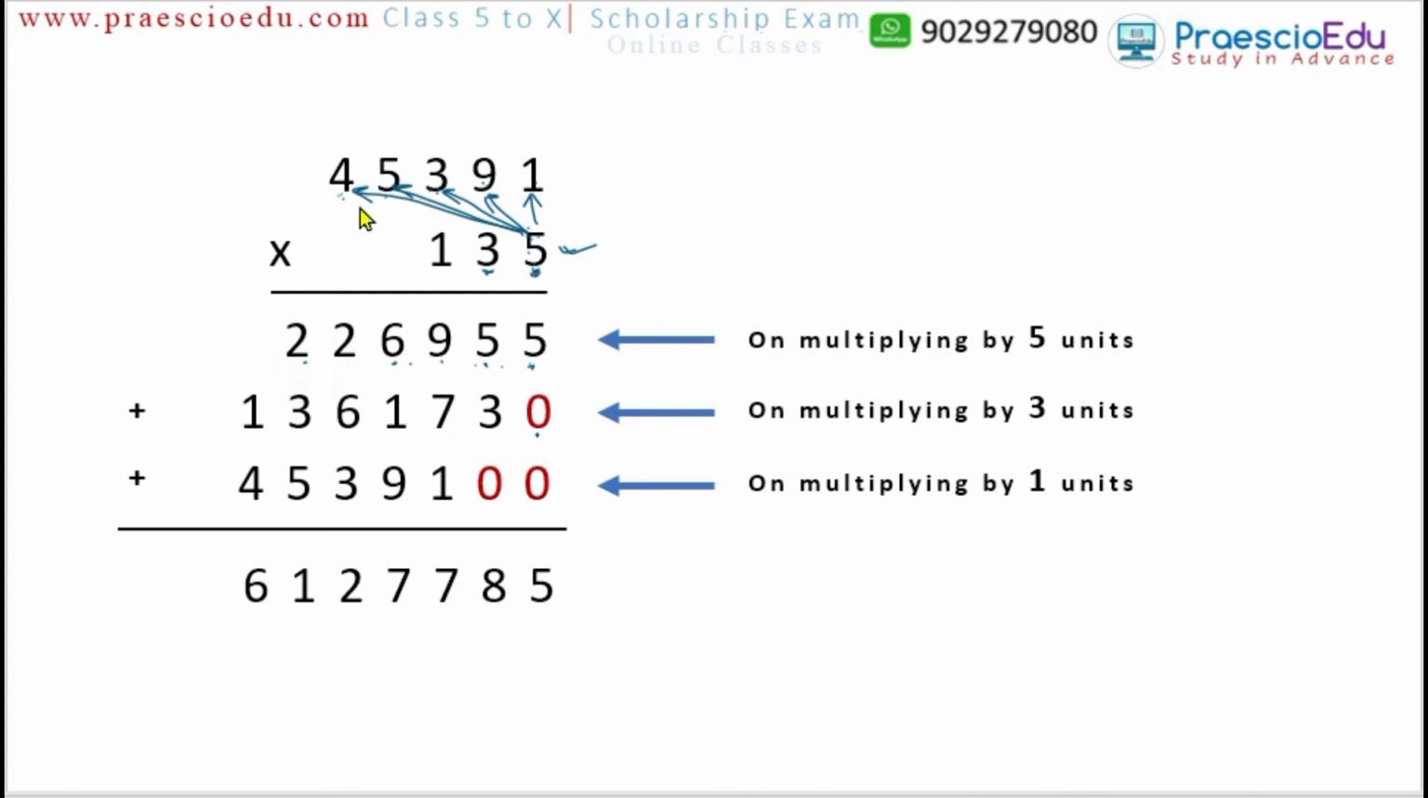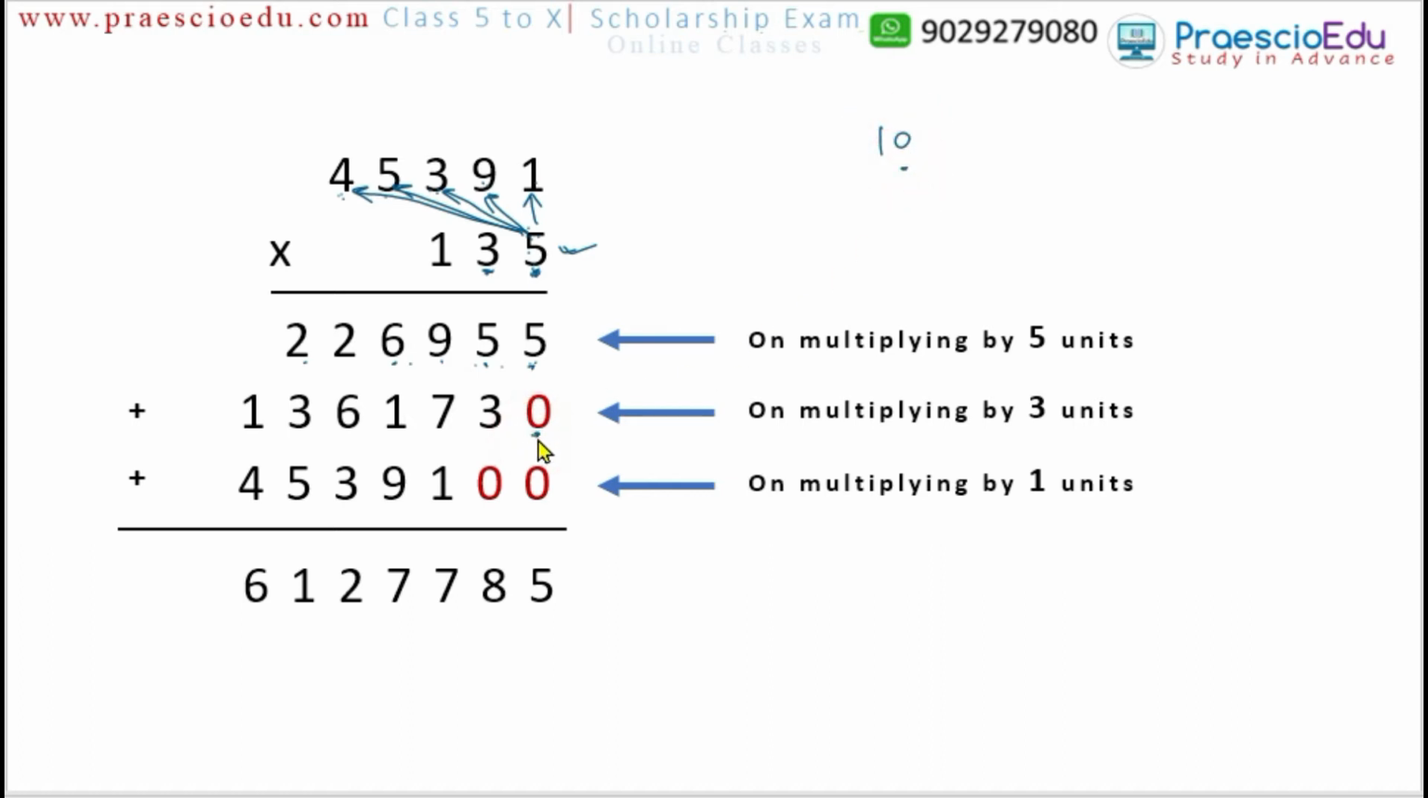So the multiplication by this single digit is completed. After this, below the unit place we will keep a 0, because we are going to multiply with the tens digit. Tens means on the tens place there is a 0.